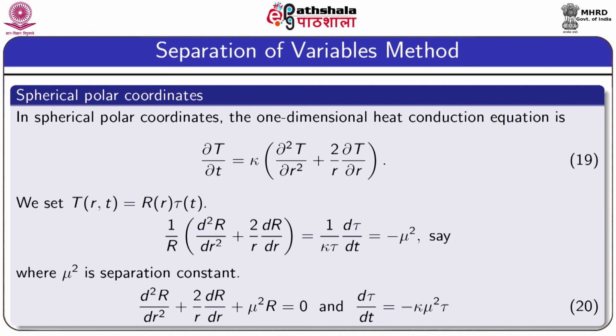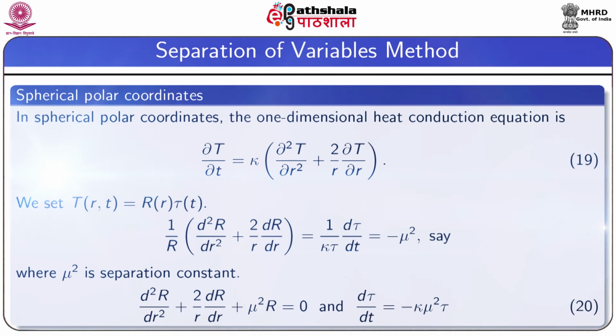In this section, we shall discuss the solution of the one dimensional heat equation in spherical polar coordinates. The heat equation in spherical polar coordinates can be written as shown. We are again using the method of separation of variables to find the solution. So, we substitute capital T as capital R into tau. Substituting that, we get an equation which is written here. Let mu square be the separation constant.